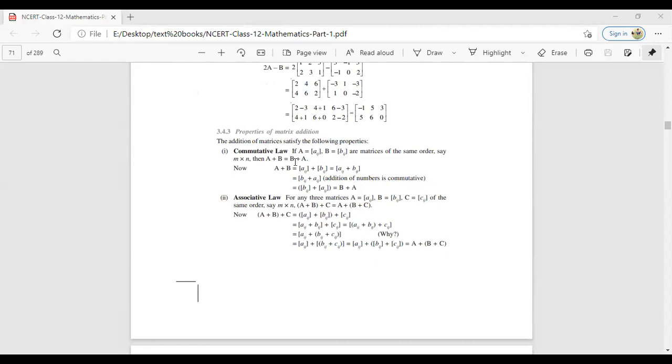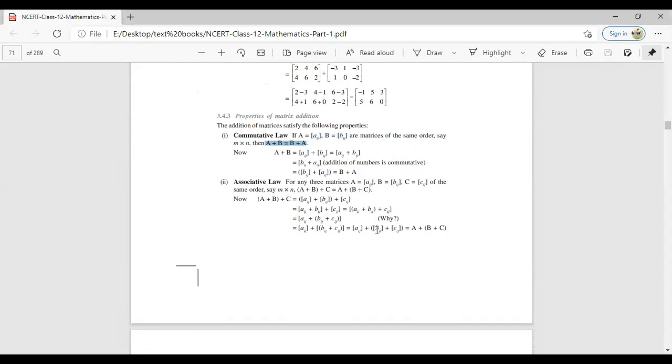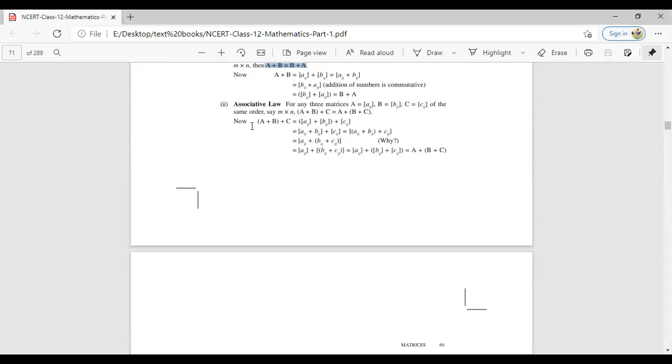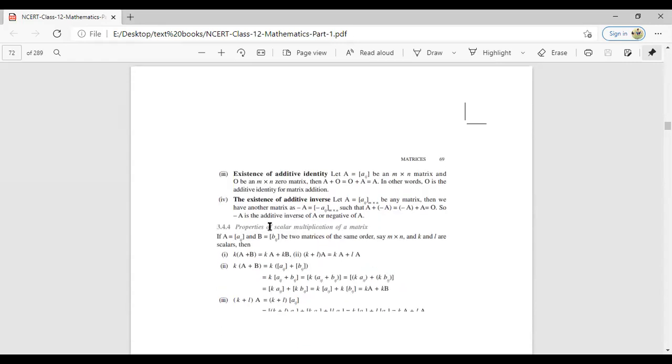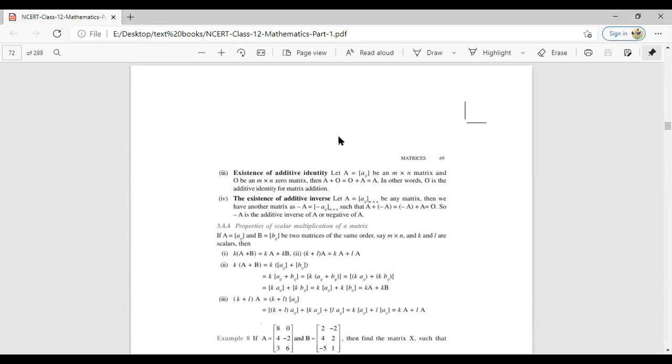Commutative property: we can add in any order. If we add B to A or A to B, it is the same. So the commutative and associative properties are also followed. A plus B plus C, you can add any two matrices first. That is the associative property. Existence of identity.